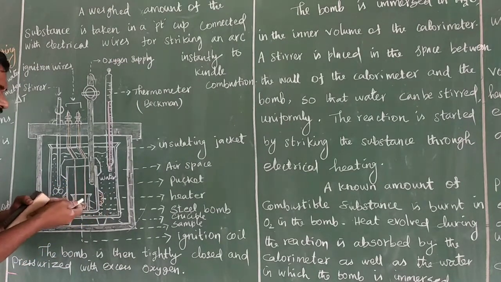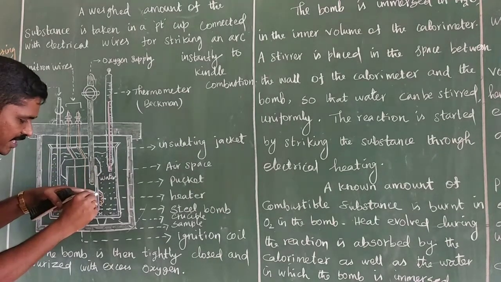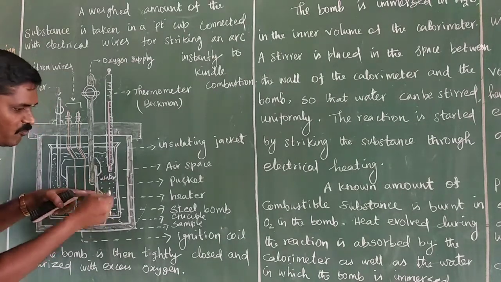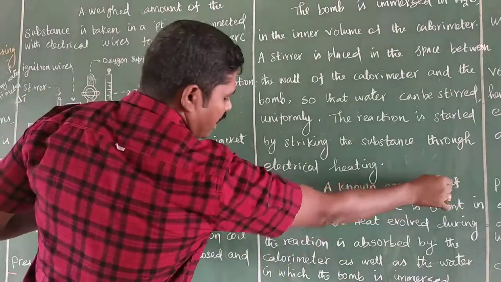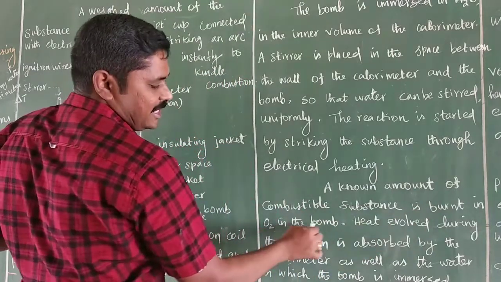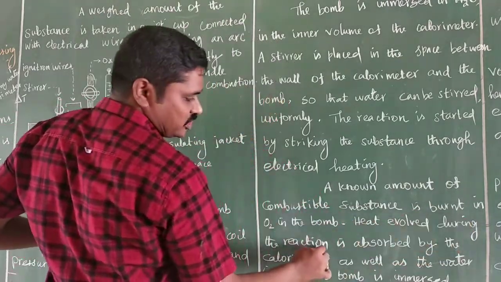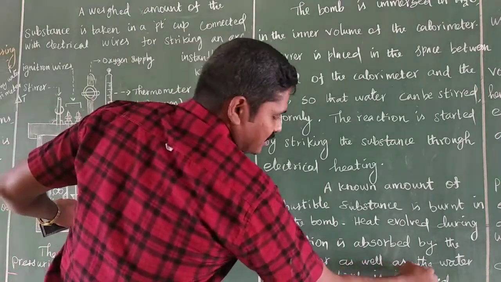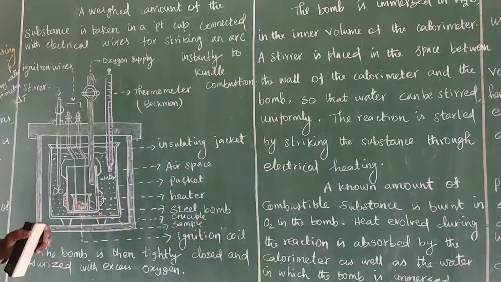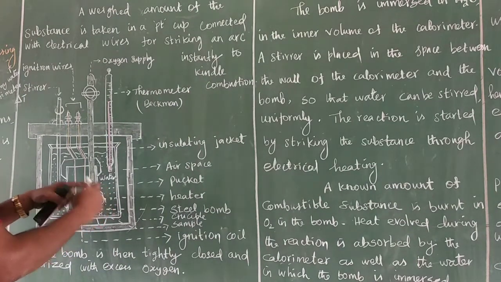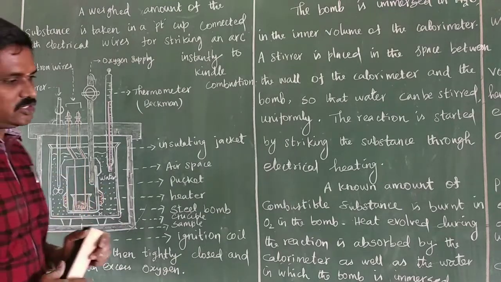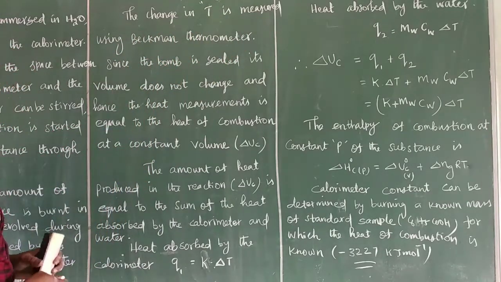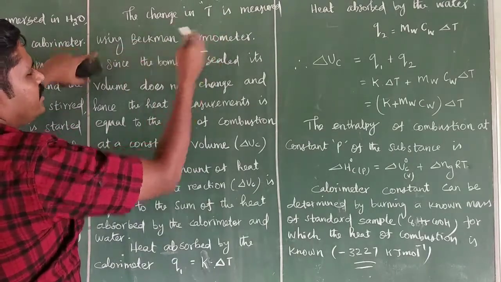So in this process, the heat energy is released in the calorimeter wall, and the heat energy is also transferred to the water. The heat evolved during the reaction is absorbed by the calorimeter as well as the water, which also absorbs the heat energy. The change in temperature is measured using a Beckman thermometer.